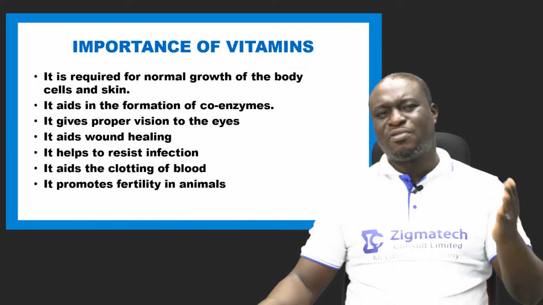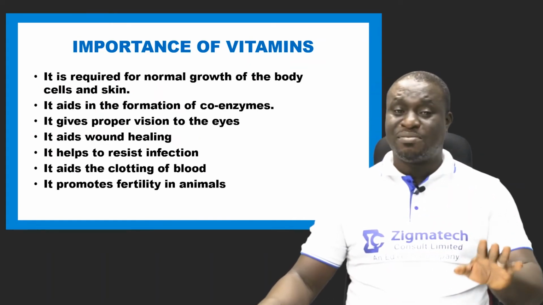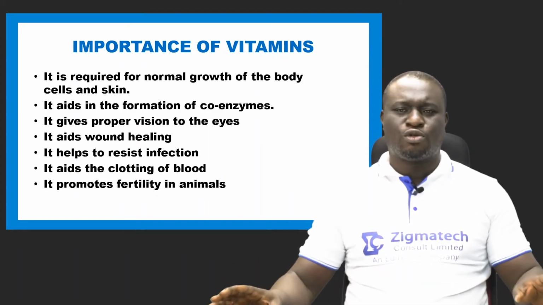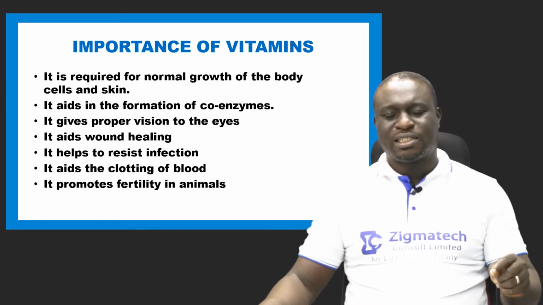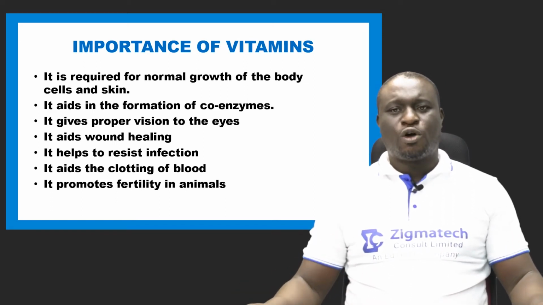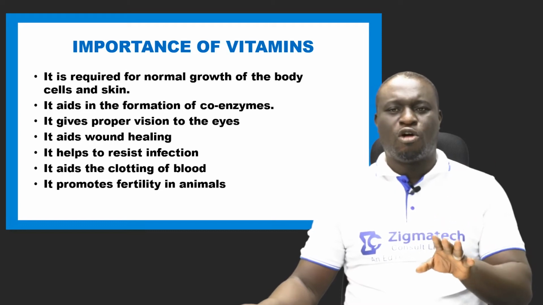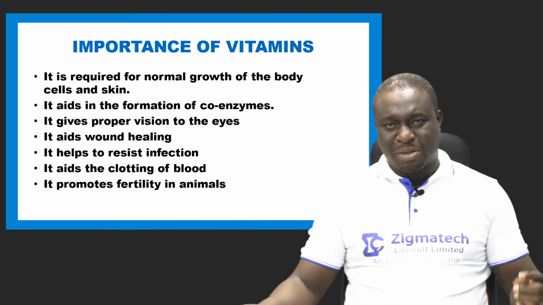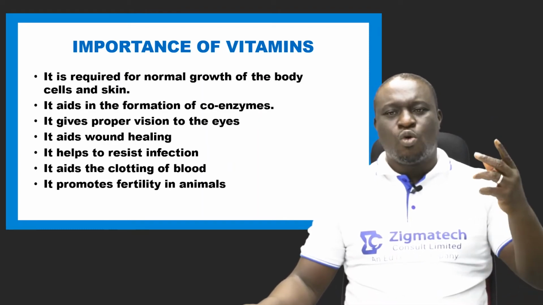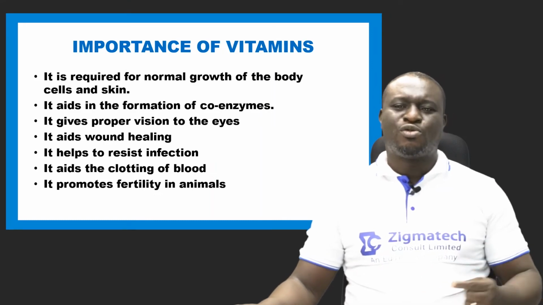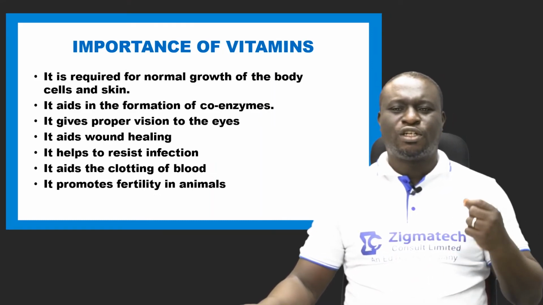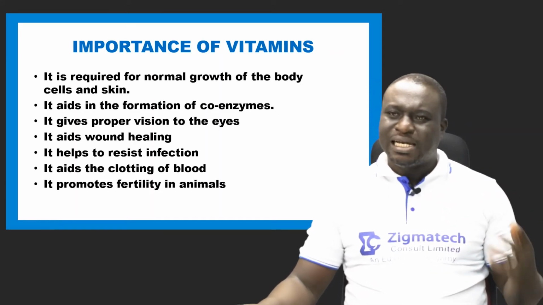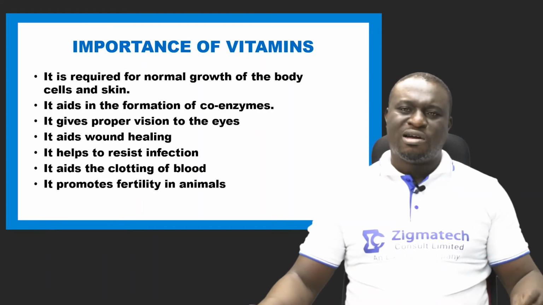Now, let's take a look at some of the importance of vitamins. Vitamins are very important. Now, one of the importance is that it is required for normal growth of the body cells and skin. Very important. It aids in the formation of coenzymes. Number 3, it gives proper vision to the eyes. Remember vitamin A. Also, it aids wound healing. It also helps to resist infection, aids in the clotting of blood, and also promotes fertility in animals. These are some of the importance of vitamins.